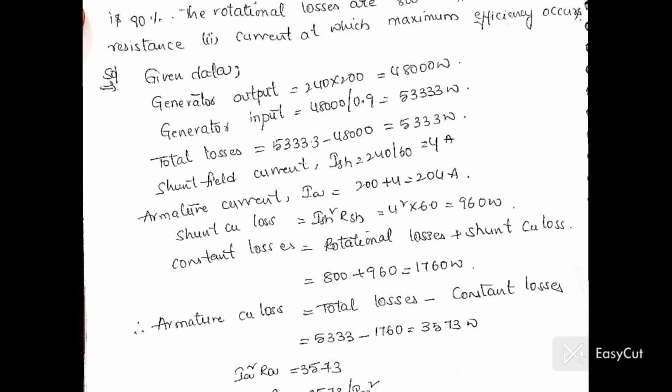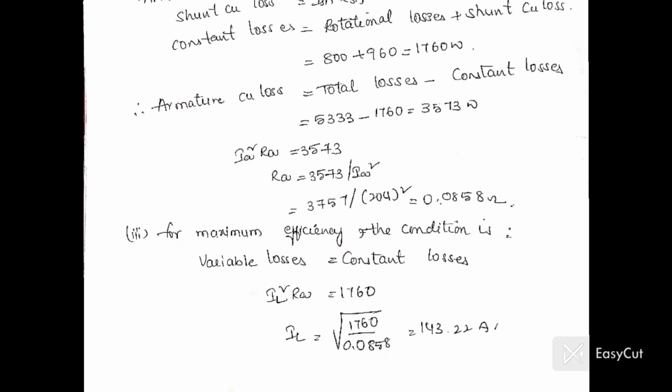Step 7. Constant losses. Constant losses are the sum of rotational and shunt copper losses. Constant losses equals 800 plus 960, which is 1,760 watts. Step 8. Armature copper loss. Now subtract constant losses from total losses. Armature copper loss equals 5,333 minus 1,760, which is 3,573 watts.